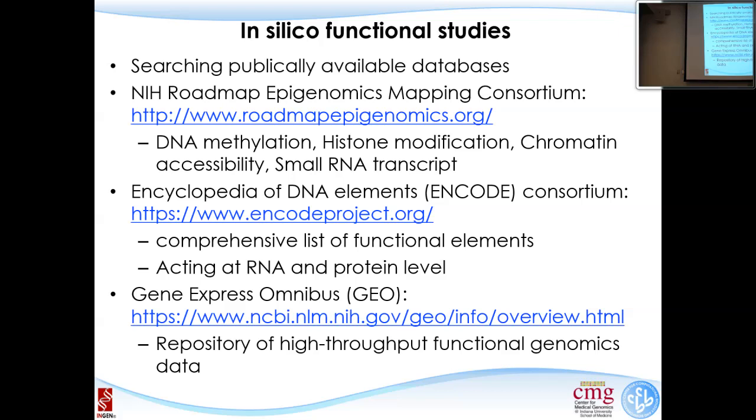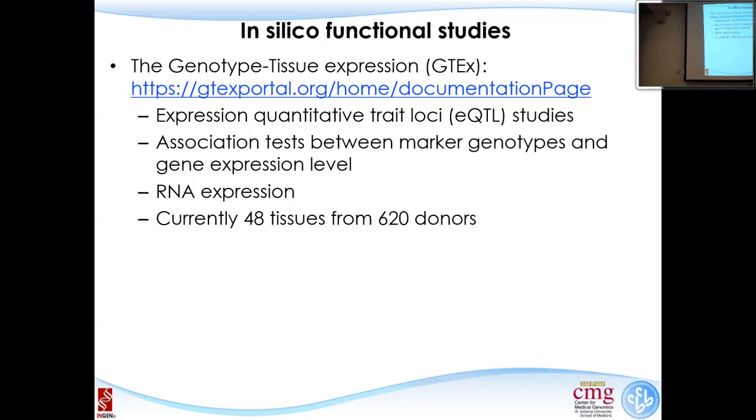Yeah, these are several databases from NIH, the NLM, National Library of Medicine. This GTEx is a very important one. They are checking the eQTL, expression quantitative trait loci, checking the association between marker genotype and gene expression level. Right now, they only have RNA expression from 48 tissues, from 680 donors.